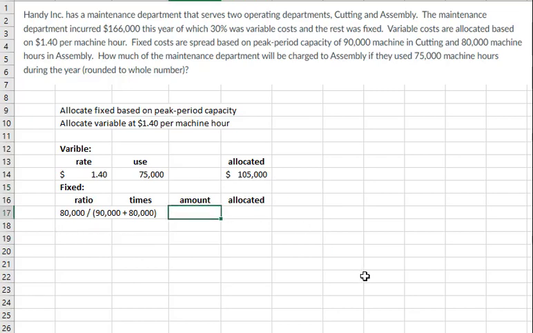So how much is the fixed cost? Well, they incurred $166,000, of which 30% was variable. So what's going to be allocated using this is the other 70%. All right, so assembly is going to get 80 over 170 times 116,200. So this times 80,000 divided by the 170,000. So the total that's being allocated to assembly is those two added together.